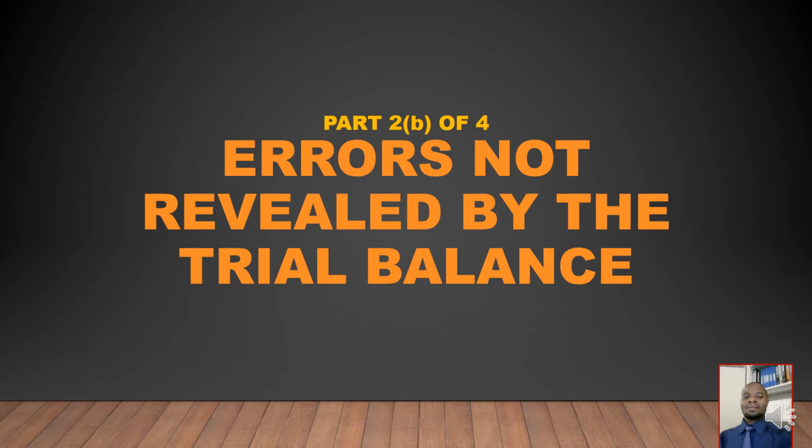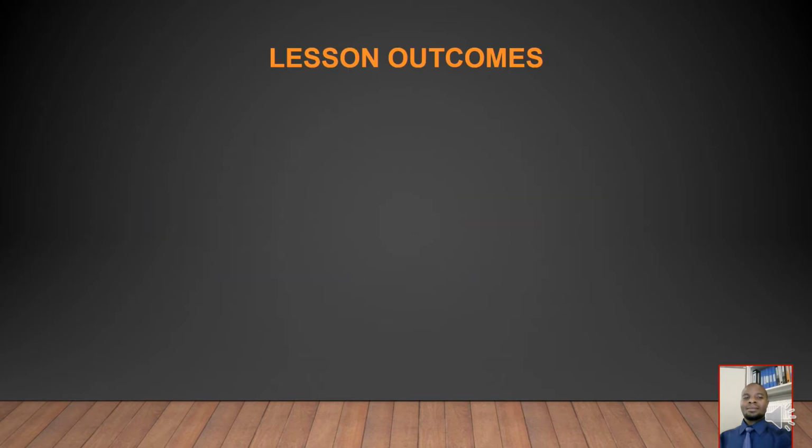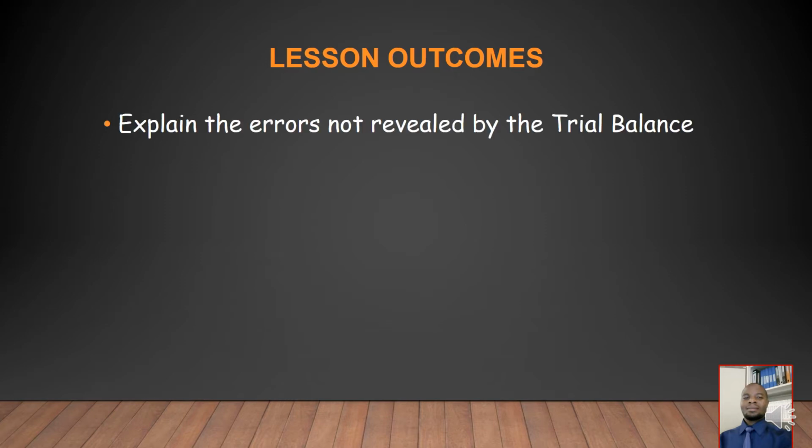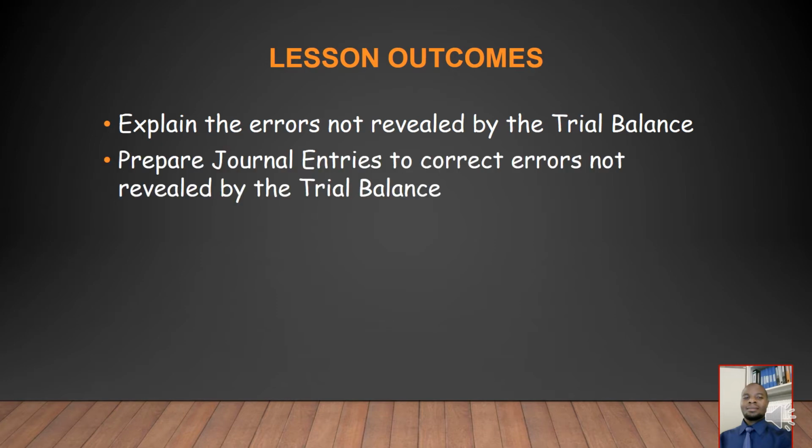This lesson is part 2B in a series of 4 lessons on the limitations of the trial balance and the suspense account. To be specific, this lesson is on errors not revealed by the trial balance. In this lesson, you are expected to do the following. Number 1, explain the errors not revealed by the trial balance. And number 2, prepare journal entries to correct errors not revealed by the trial balance.